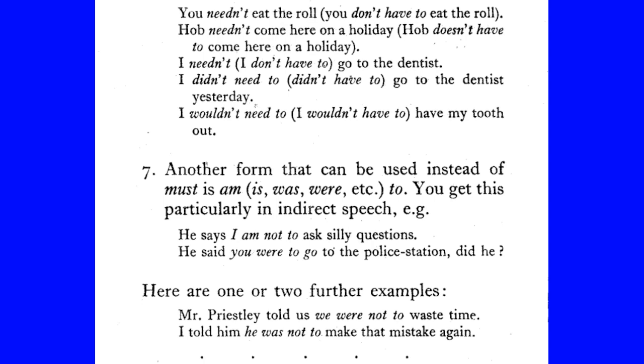Another form that can be used instead of must is was, were, etc. You get this particularly in indirect speech. For example, he says I'm not to ask silly questions. He said you were to go to the police station, did he? Here are one or two further examples. Mr. Presley told us we were not to waste time. I told him he was not to make that mistake again.